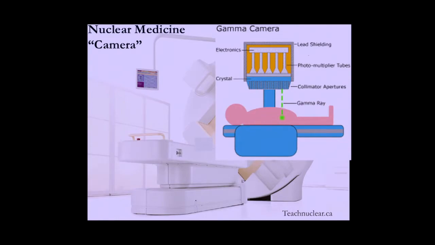So you inject something, it emits a gamma ray, it's collimated, it hits a crystal, which emits light in response to the gamma ray, and that gets picked up by these things called photomultiplier tubes. These rather elegant advanced imaging devices are vacuum tubes.